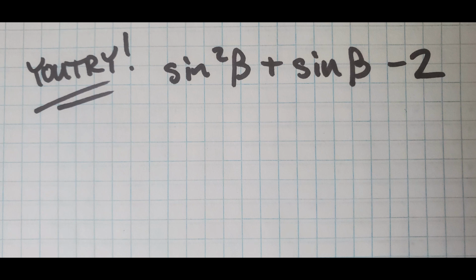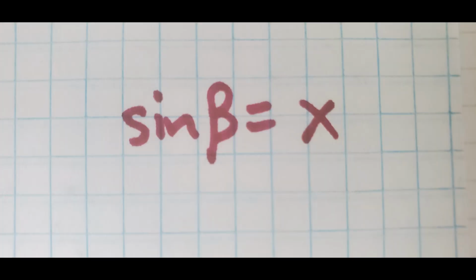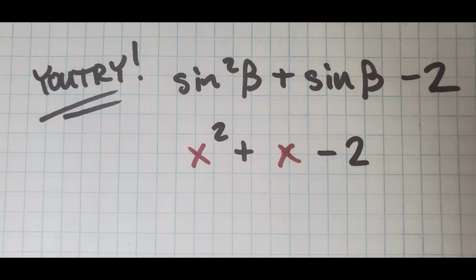So we have sine squared of beta plus sine of beta minus 2. Now, at the beginning of this problem, I'm going to do some substitution. I'm going to call sine of beta some letter. In this case, I called it x. So I'm going to stick the x in for sine of beta, so we get an x squared at the beginning plus an x minus 2. So this is a lot easier and a lot simpler to follow, just because this looks familiar to us.